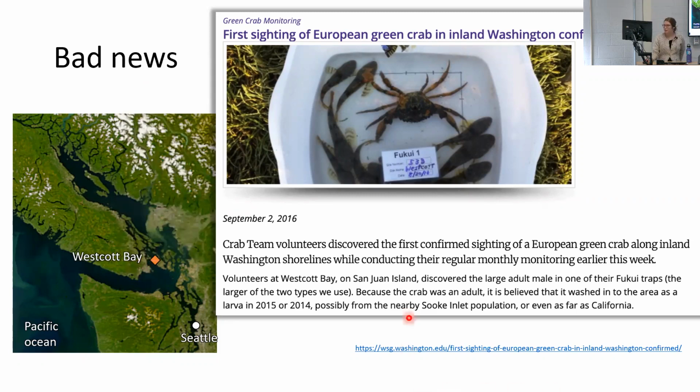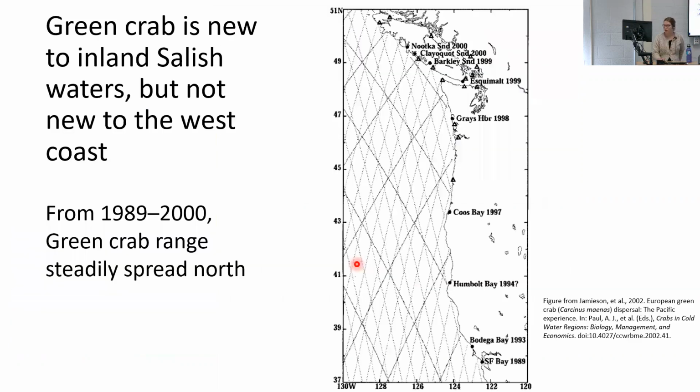But while green crab was new to inland Salish waters, it was not new to the West Coast. From 1989 to 2000, the green crab spread steadily north. It was first identified in San Francisco Bay in the late 80s, and then first identified around 93, 94 in Humboldt Bay. You just see this steady progression of the species spreading up the coast, and by 2000 it had hit Vancouver Island.